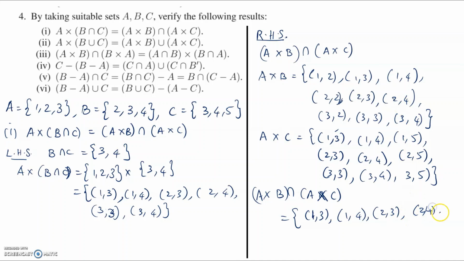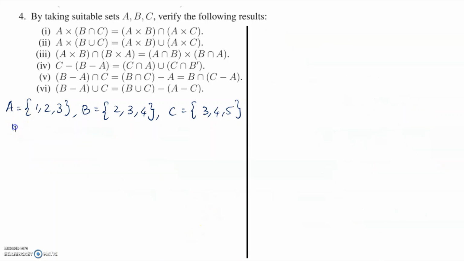So 2, 4. Then 3, 3 is common. 3, 3. Then 3, 4 is common. 3, 4. Now you can clearly see that this set here and the right hand side set here are both equal. Therefore, LHS equals RHS. Hence the proof.